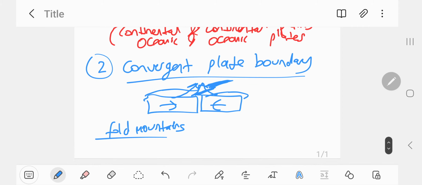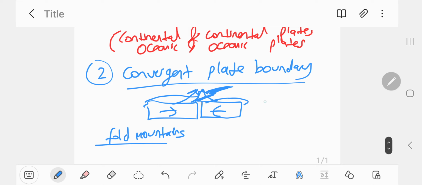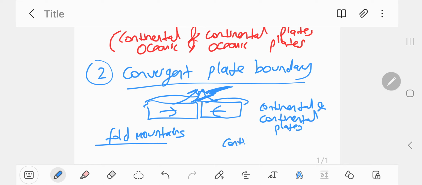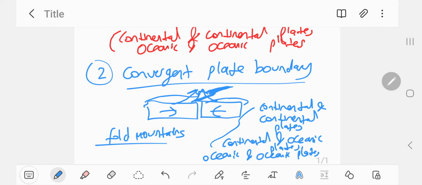And with this type of plate boundary, it occurs between continental crust plates. It can occur between continental and oceanic plates, and it can also occur between oceanic and oceanic plates. So fold mountains typically form. For example, the Himalayas, that's how they're believed to be formed, or the Alps as well.